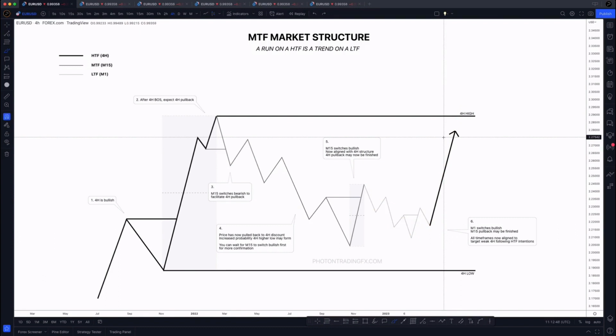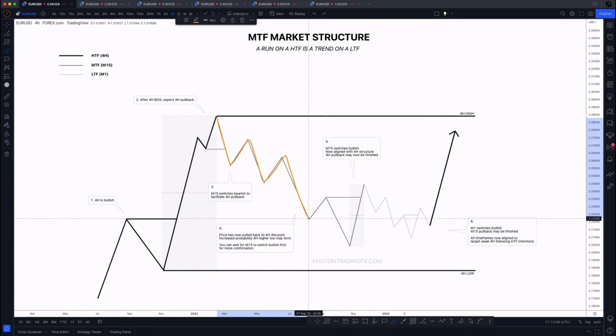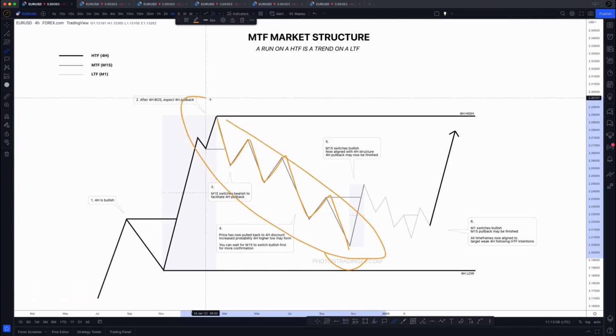But essentially, it's just a fractal nature of the market, right? 4 hour makes a swing higher high. We're then looking for that 4 hour swing pullback. The M15 switches bearish to facilitate that swing pullback. Okay, so we can look to trade this. But we know as we get deeper into the 4 hour discount, there's an increased probability that the M15 is going to switch bullish. Why? Well, because that 4 hour high low may be forming, right? We're just playing the swing pullback phase of the higher time frames.